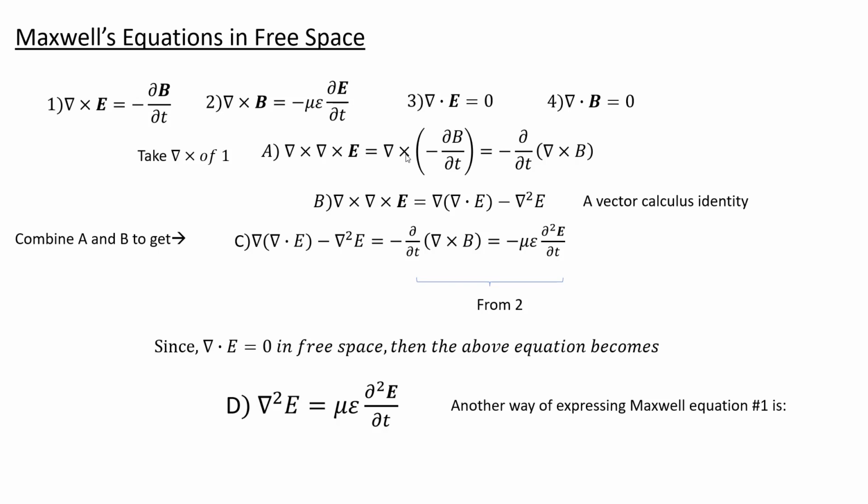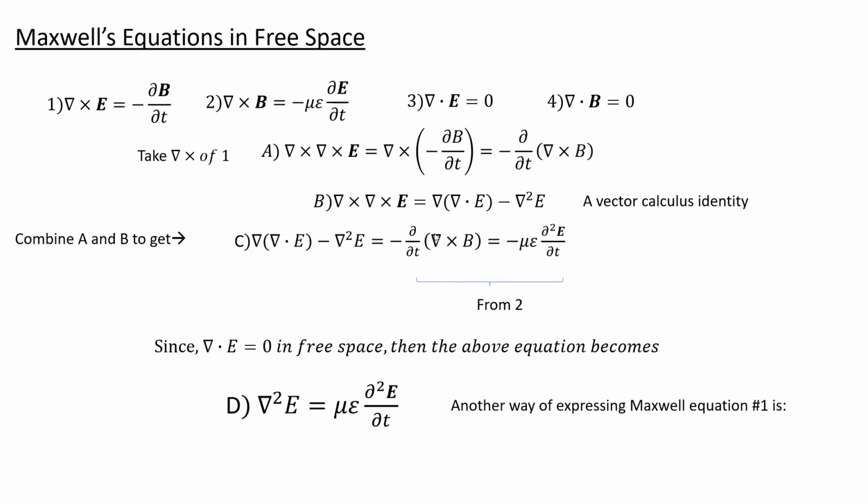This becomes this. Del cross of the change of B with respect to t is the same thing as this. Here is just a vector calculus identity. Del cross del cross E is the same thing as this. This is del dot E, so this is divergence. This is the Laplacian, the second derivative of E with respect to x, y, and z. So if we combine A and B, we're going to get this expression here.